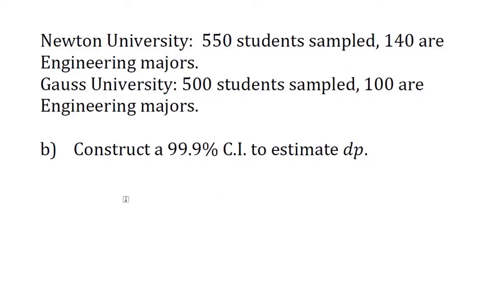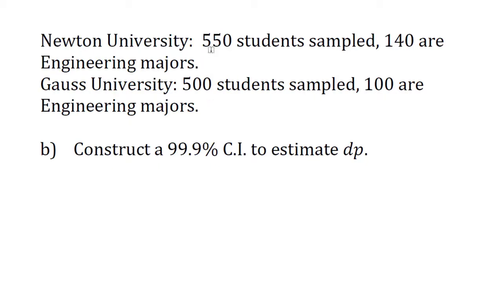And here we have arrived at our part B of the current example. So it is the exact same description of the two samples here. We've had 550 students sample from Newton University, where inside of that sample we found 140 of them are in engineering majors. And similarly, we sample 500 students from Gauss University, where we found 100 of them in that sample are in engineering majors.